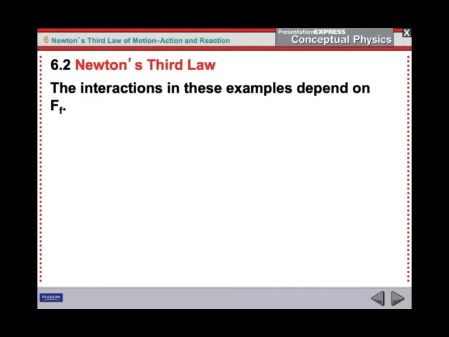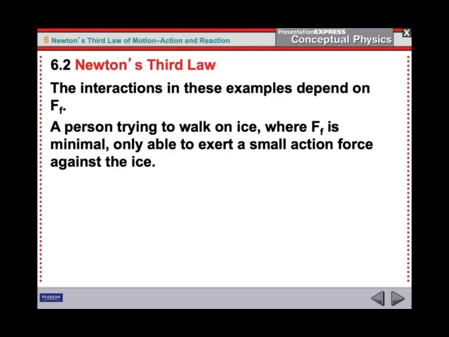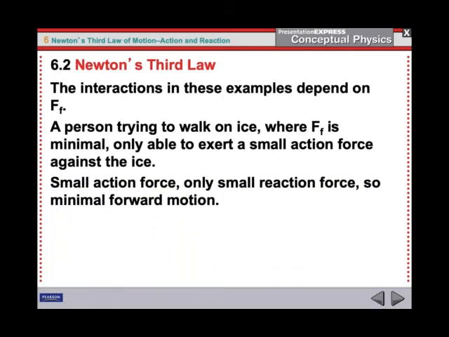These examples all depend upon the force of friction. A person trying to walk on ice, where the force of friction is really, really small, is only able to exert a very small action force against the ice. Because the action and the reaction force have to be equal, they're only going to get a small reaction force, which is what moves them forward when they're trying to walk on ice. Small action force, only a small reaction force, so there's going to be very minimal forward motion.